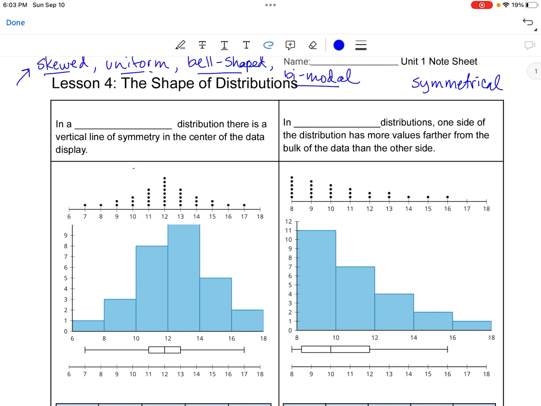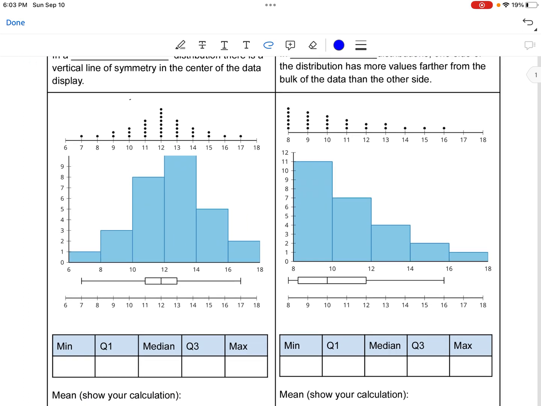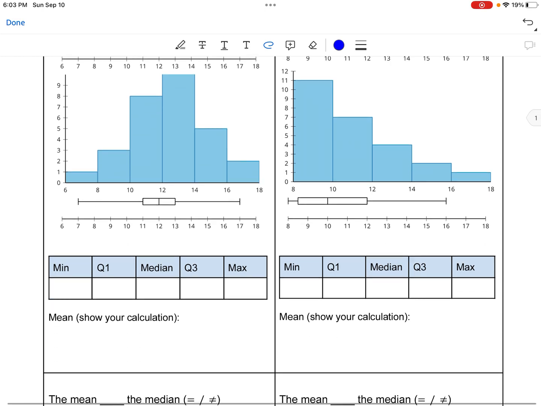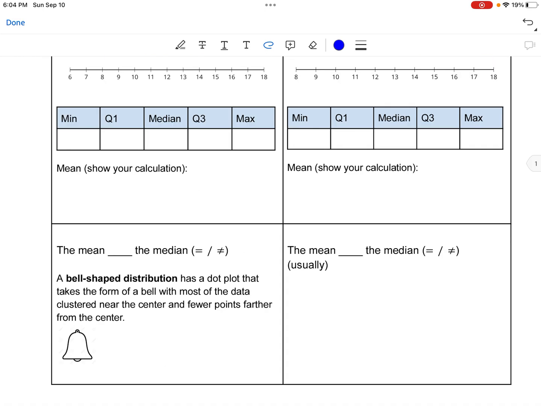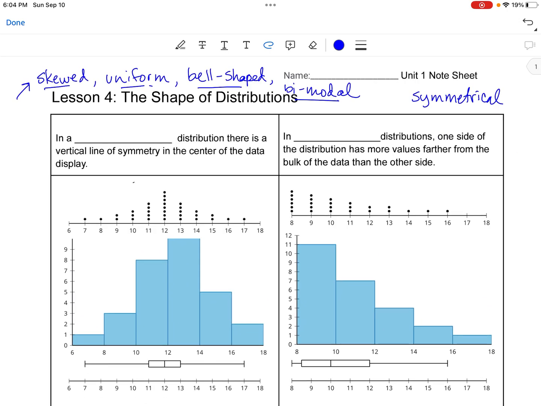And some of these 4 could also be symmetrical. On this worksheet, now this is our note sheet rather, we're going to identify these 4 types. Your task is to look at these 4 examples of data sets, 2 on this page and 2 on the other page, and decide which one is skewed, which is uniform, which is bell-shaped, and which is bimodal. So pause the video and try that on your own.